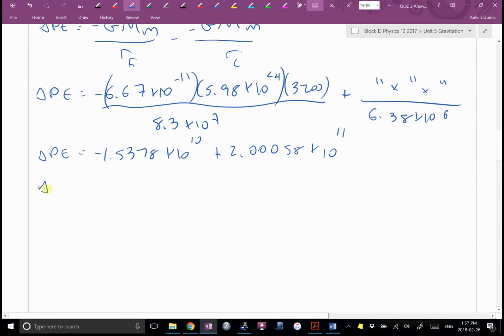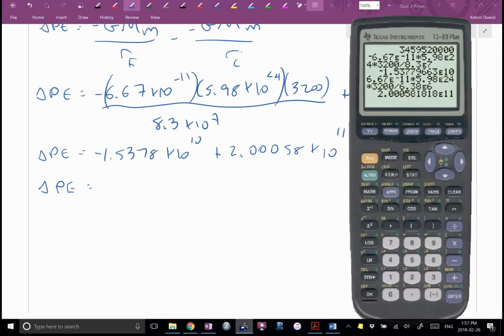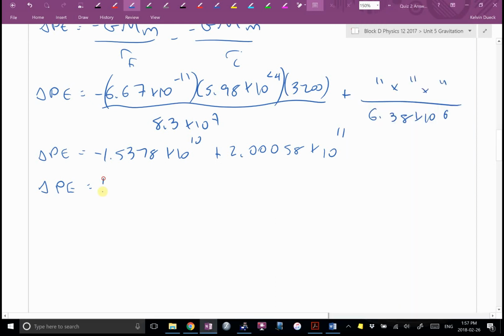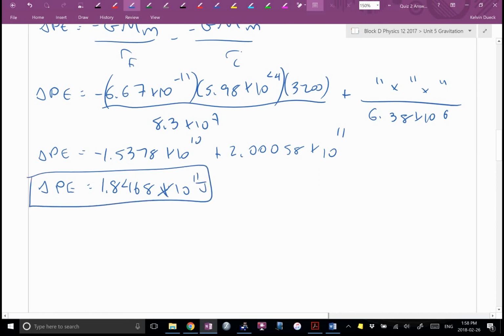So, the change in potential. And this is the longest question of the year. It's going to be that number, take away 1.5378 scientific notation, 10. And I get 1.8468 times 10 to the, I think it was 11, Mr. Dewick, times 10 to the 11th. There's my change in potential energy. I'll put units there just for giggles.